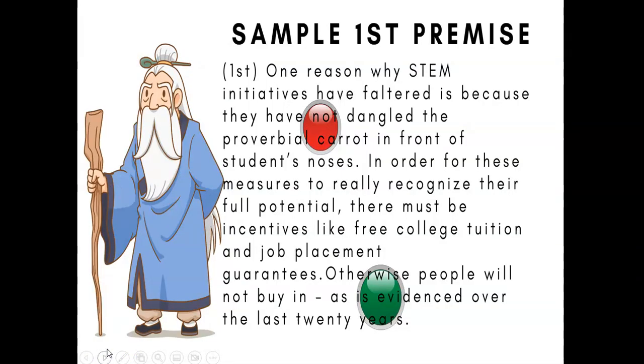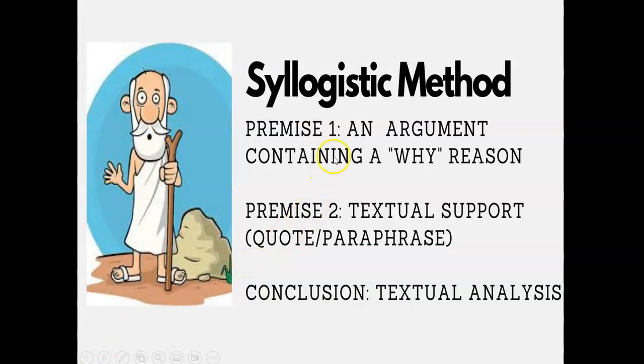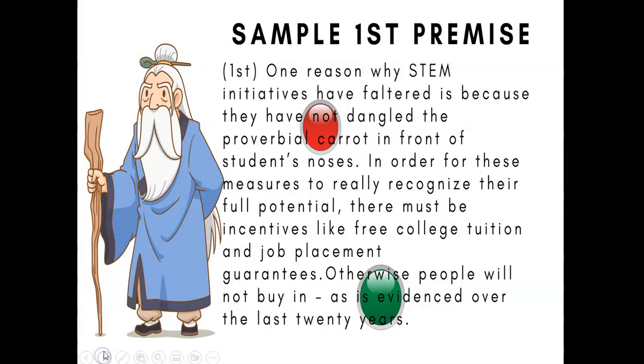So let's take a look at the button trick, but let's also take a look at what the first premise should achieve. So just to recap this, we got to make an argument containing a why reason, and it's going to be 3 sentences long. There's a little hack, there's a little cheat to this.